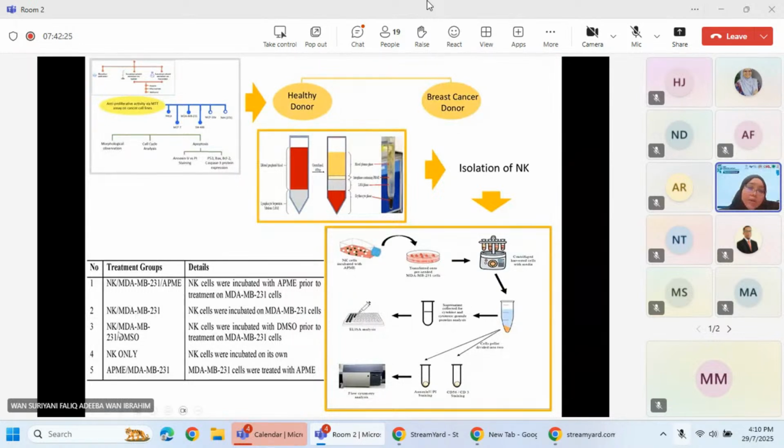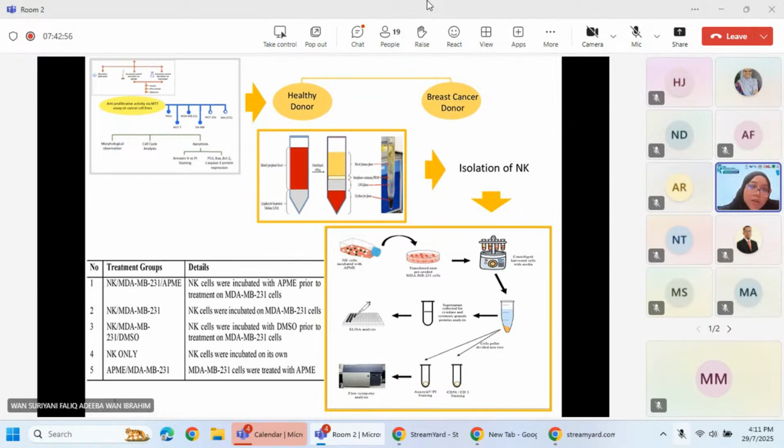The third group is the NK cells with the MDA MB231 and DMSO as the control. The fourth one is the NK cells only, and the fifth one without the NK cells, just the original study where we took the extract with the breast cancer cell only. So we co-culture them, and then we analyze the result. We look for cell death and some signals to see their response.